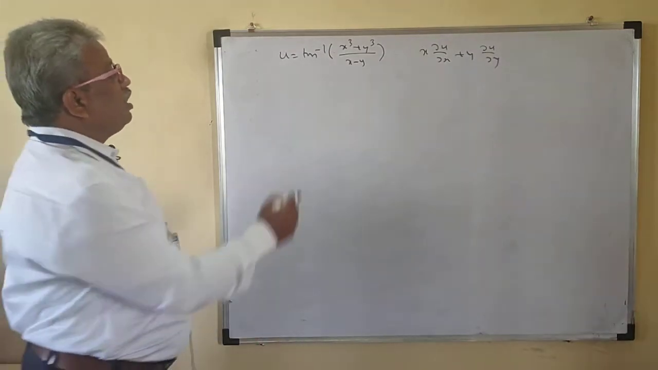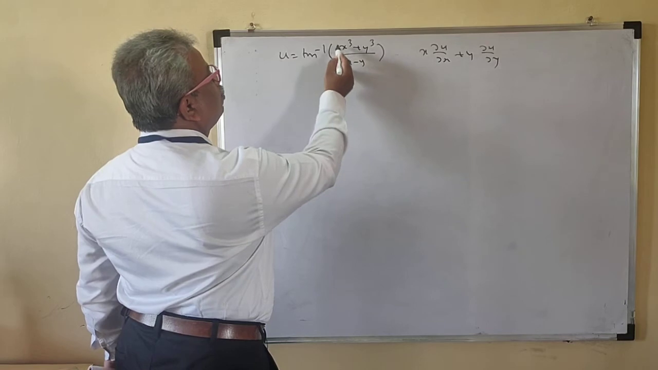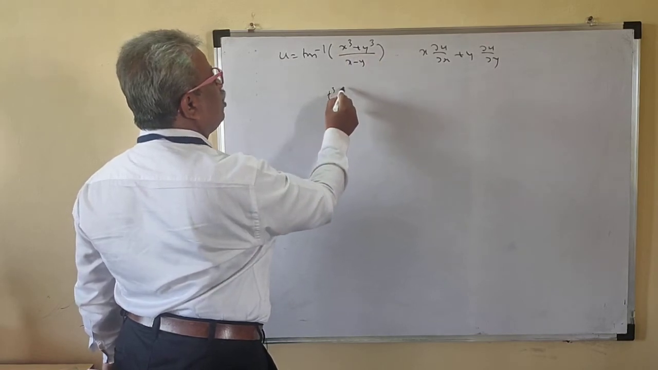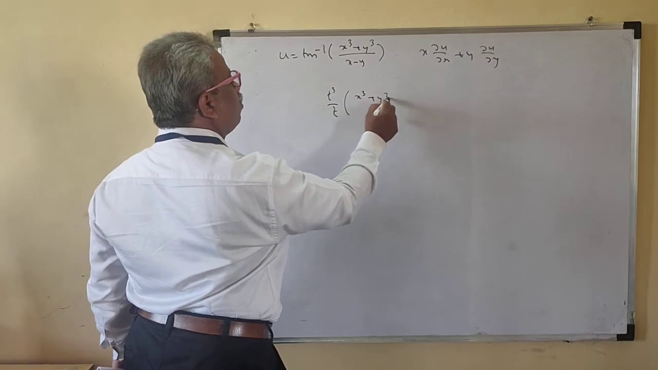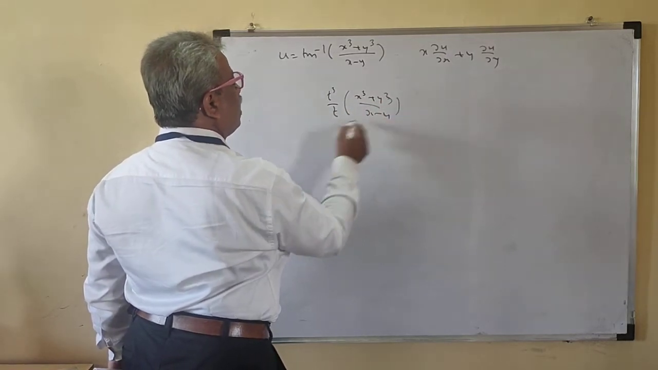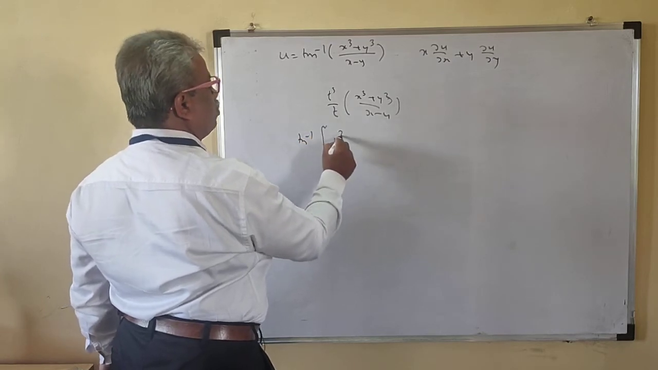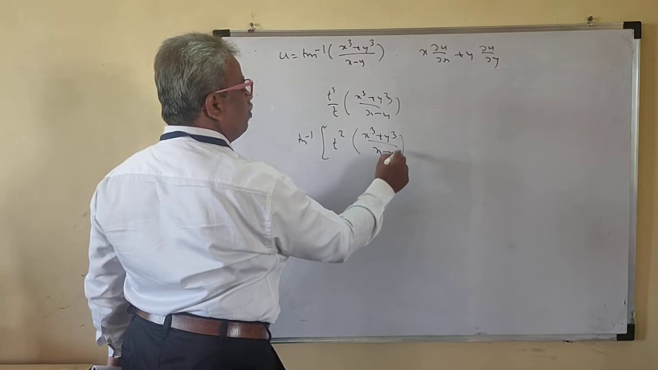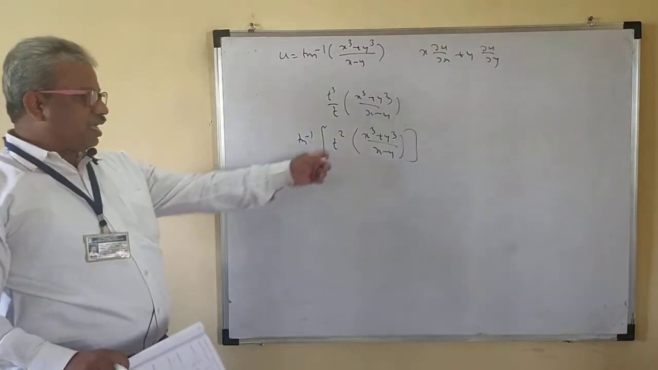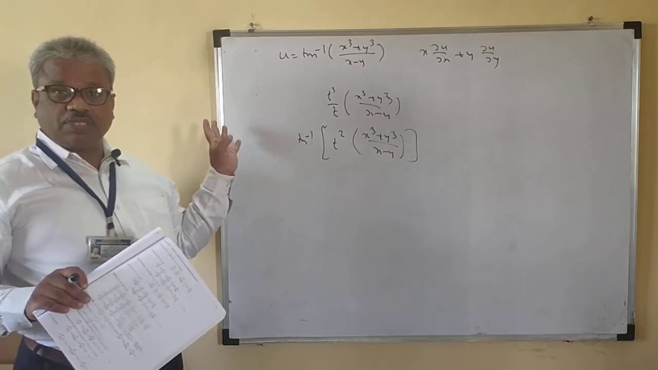See here, if you put x equal to tx and y equal to ty, then t cube comes from the numerator and t from the denominator. So this is tan inverse of t square times (x cube plus y cube) upon (x minus y). But t square you cannot take out. That means u is not homogeneous.